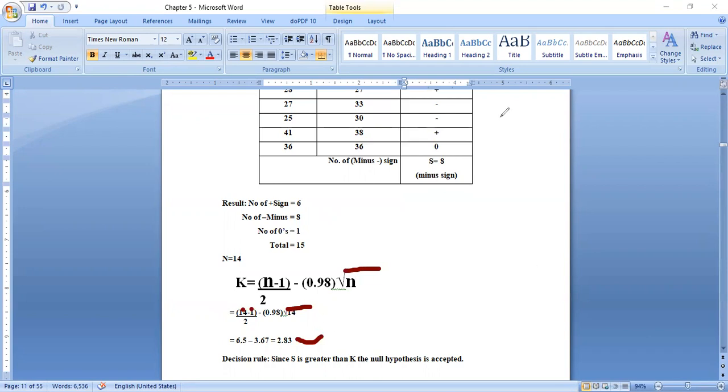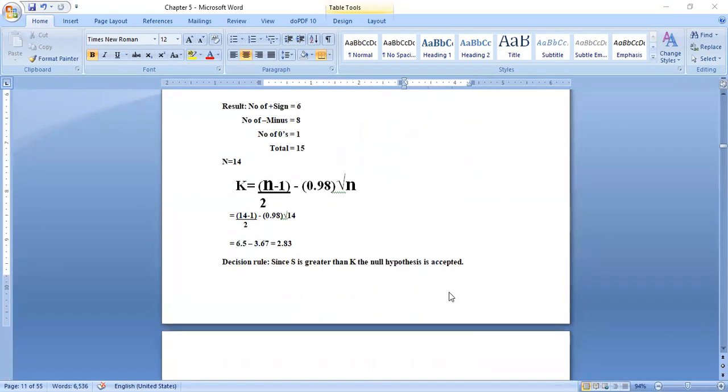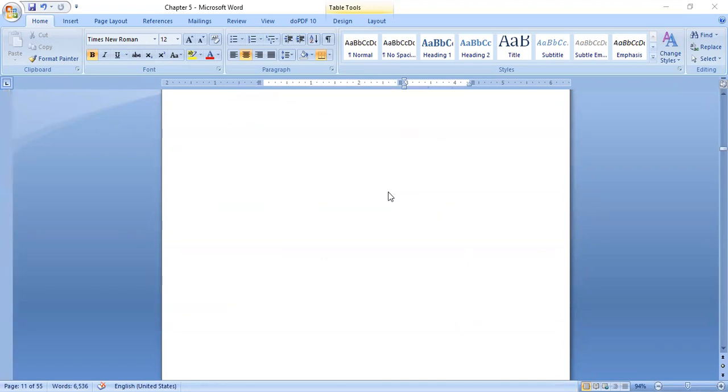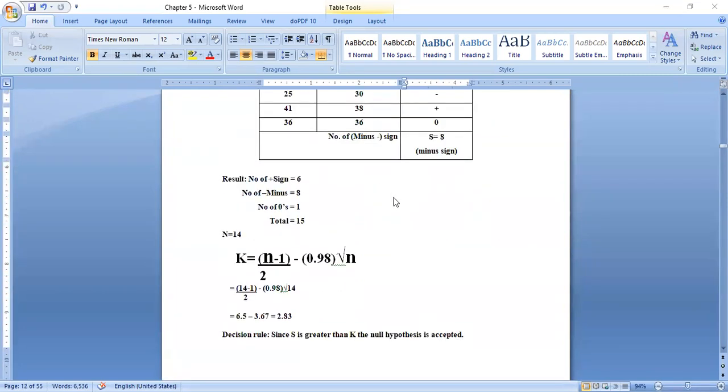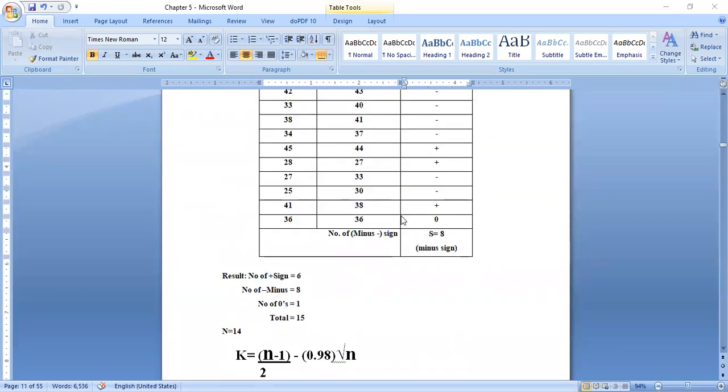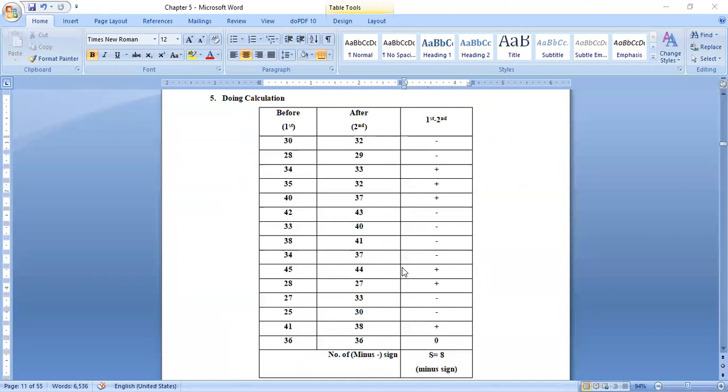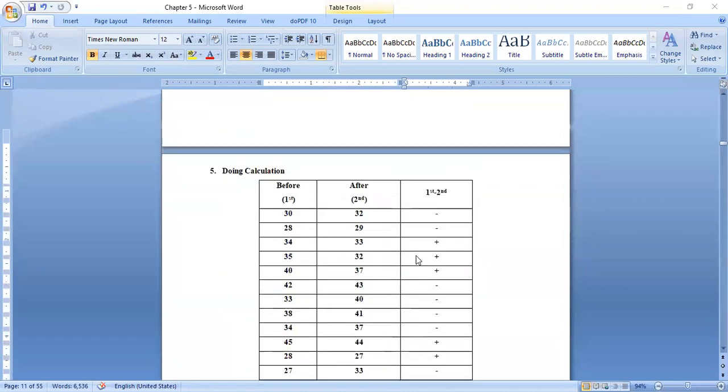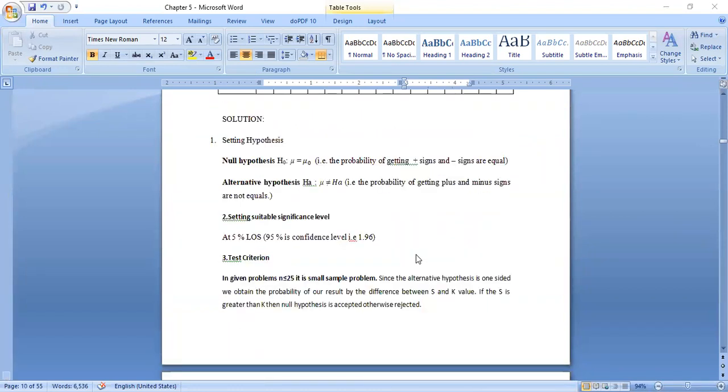Since S is greater than k, the null hypothesis is accepted. Here we have to write it this way. This is the decision rule. This is about the small sample sign test, that is, when the sample size is small, n is less than 25.